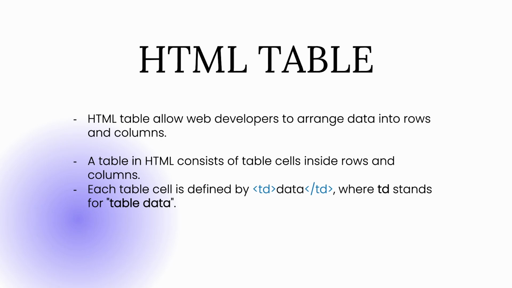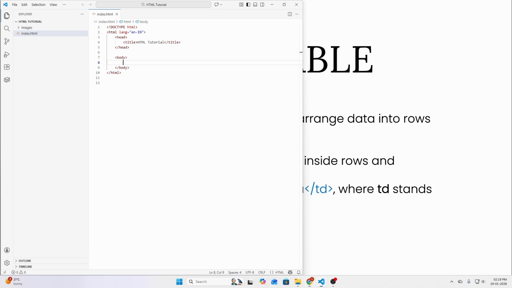A table cell can contain all sorts of HTML elements such as text, images, lists, links, etc. In simple words, we can define an HTML table by using the table tag, and inside it we use the tr tag for defining table rows and the td tag to define table data. So for example, let's create a students table. First we write the table start and end tag, then a tr tag for defining the table row, and then a td tag to define the table data.